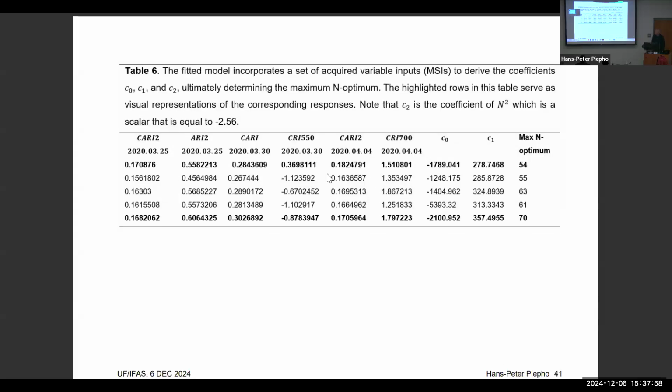So this table just illustrates the process. Each row in this table is one point in the field. Here are the vegetation indices and their values. Then you plug them into the equation, and you get these values in this first point here for C0 and C1.